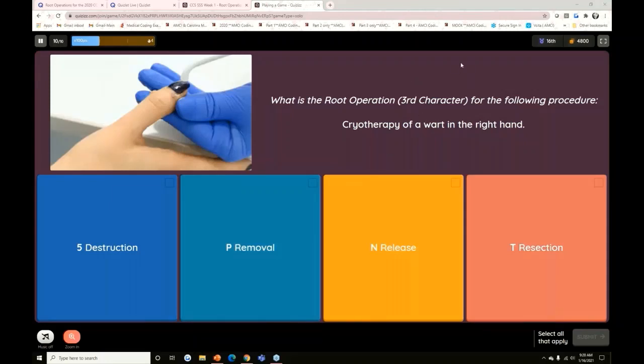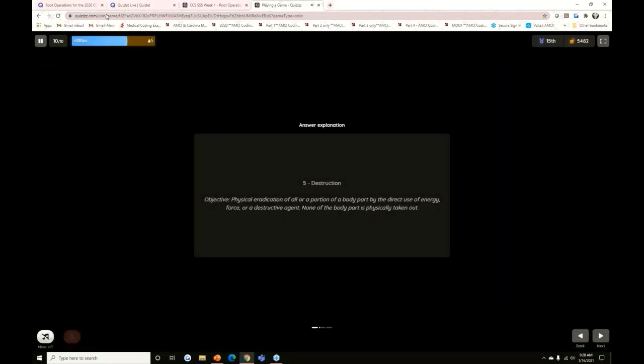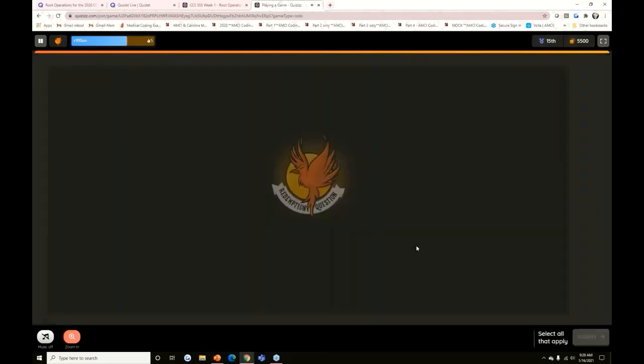Okay, I think we're finishing up strong on this one. A lot of you are saying 5 for destruction. Finishing strong, Miss Tracy. Good job, coders. And that is correct. Destruction is the physical eradication of all or a portion of a body part by the direct use of energy, force, or destructive agent. Great job, coders.